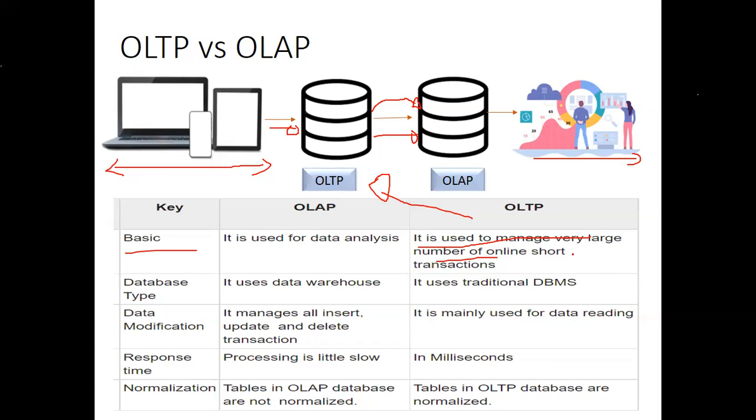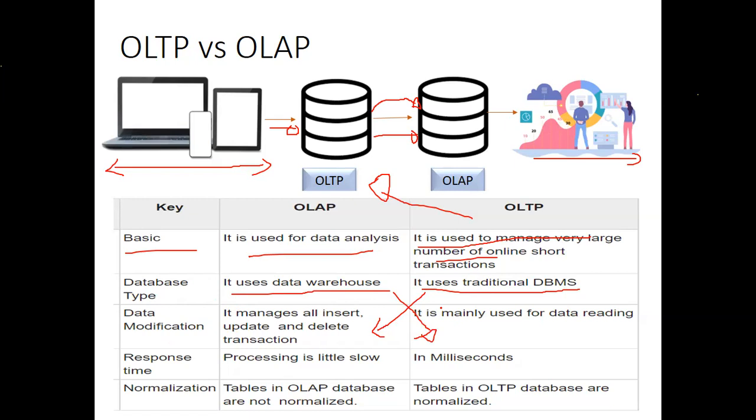OLAP is used to manage a very large number of transactions, and is basically used only for data analysis. Now, database type. OLTP will use the traditional database management system: Oracle, SQL Server, MySQL, it can be anything. And here OLAP uses the data warehouse. I'll come to this point at the last and re-explain it. Data modification.